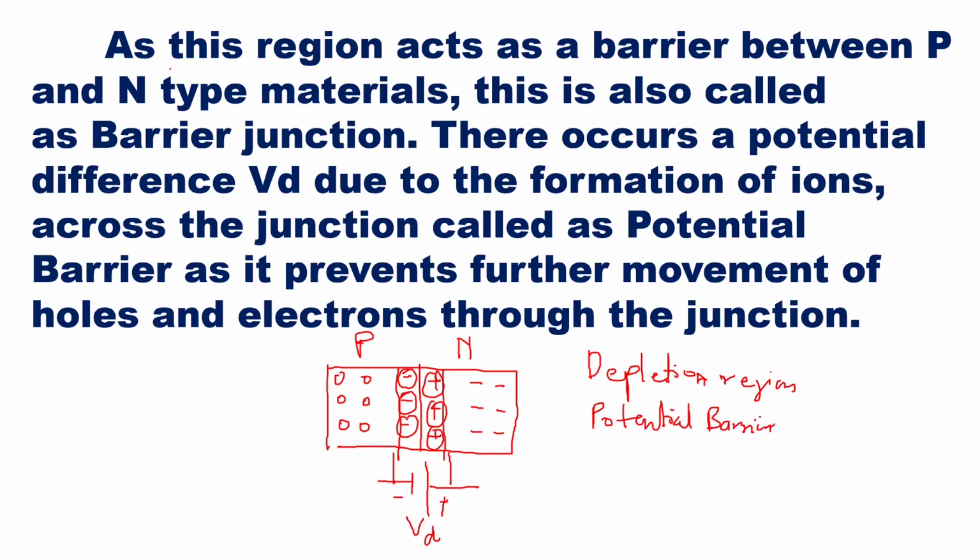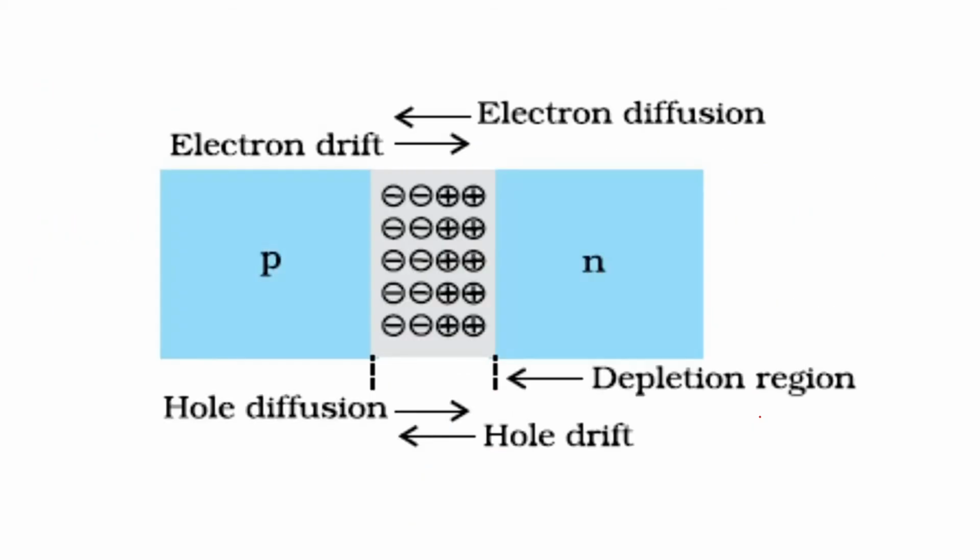Anyway, this potential, this electric field, is going to oppose the movement of majority charge carriers from p to n and n to p. So this barrier is going to prevent further movement of holes and electrons through the junction. That means it is going to stop the diffusion. Now you can see the diffusion will stop because of the barrier potential, but there is one more concept which will come into the picture, that is drift. Now drift is going to be because of the minority charge carriers.